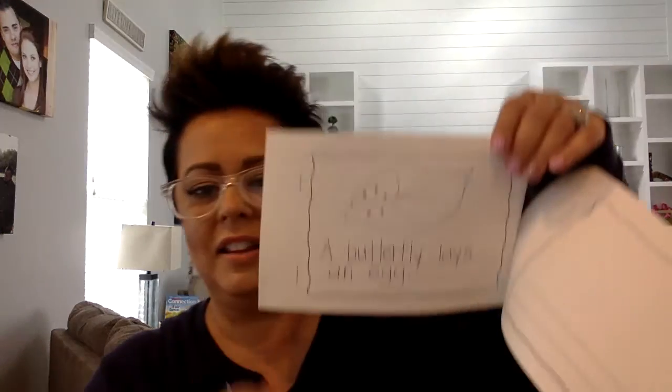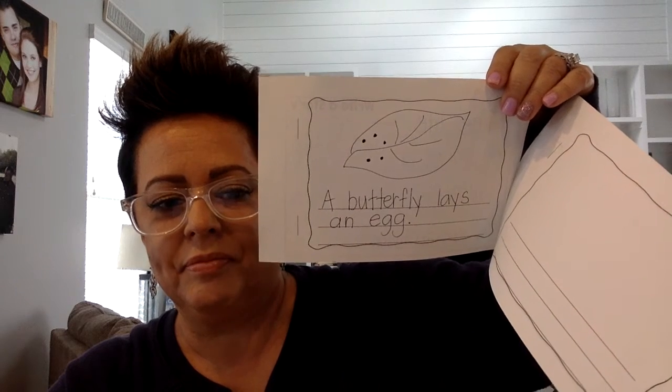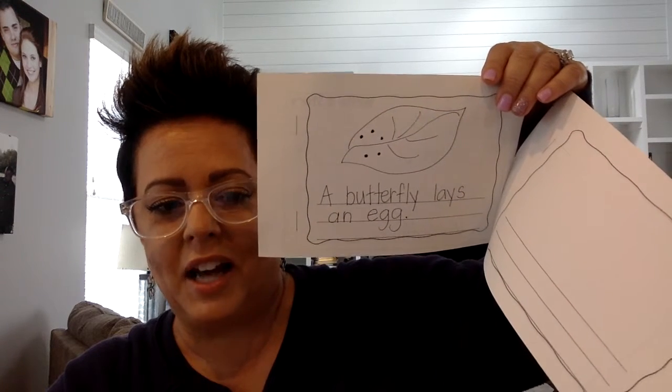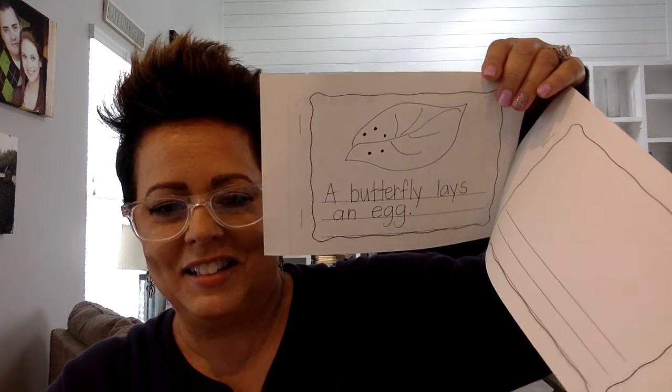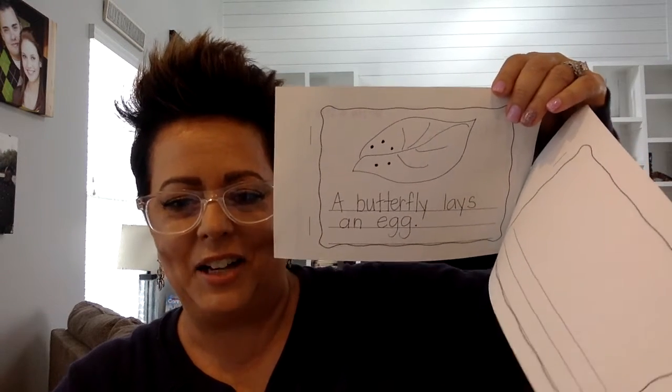So, you could draw a picture of a leaf and put some little tiny eggs on the leaf. A butterfly lays an egg. Then what happens? Out of the egg comes a caterpillar.